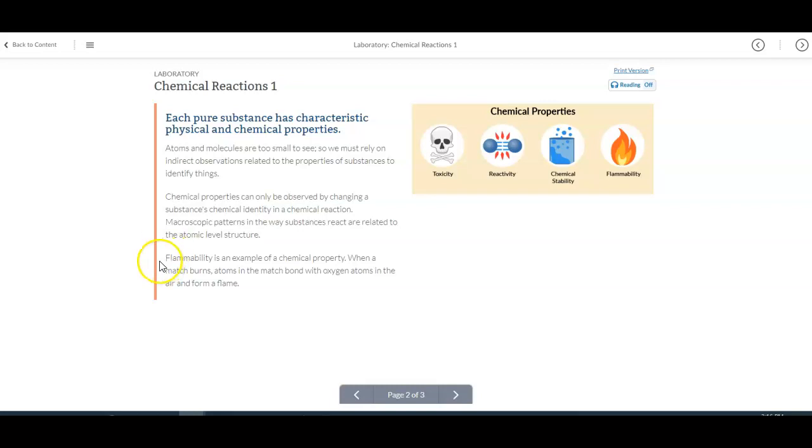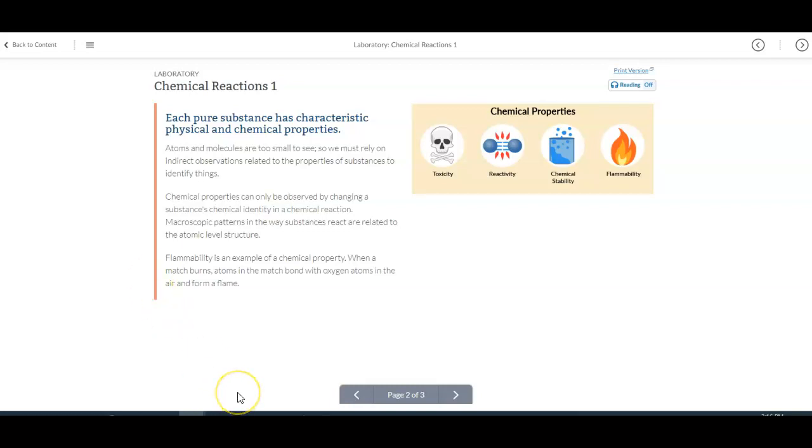And so one example of that is flammability, and that's the ability for something to burn. We know that's a chemical property. So when a match burns, atoms in the match bond with oxygen in the air and form a flame, right? So you have to have oxygen. That's why some people will blow on a fire, you're putting more air into it to get your fire started if you were camping or lighting your fireplace or something. So the more oxygen it has, it's going to bond with those oxygen atoms and the flame gets bigger, right?